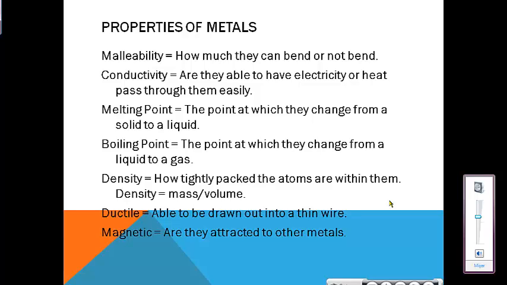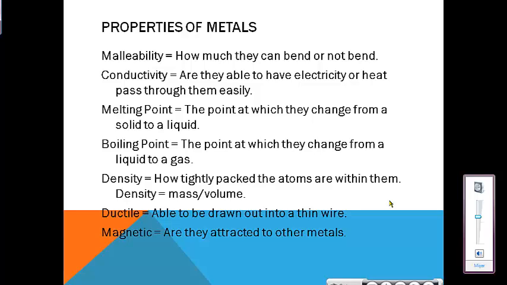Then you have the melting point of the metal. The melting point is the point at which the metal will go from being a solid to a liquid. We discussed this a little bit when we were talking about states of matter and how you go from one state to another. Then you have the boiling point of metals. That's the point where the metal will turn from a liquid to a gas.